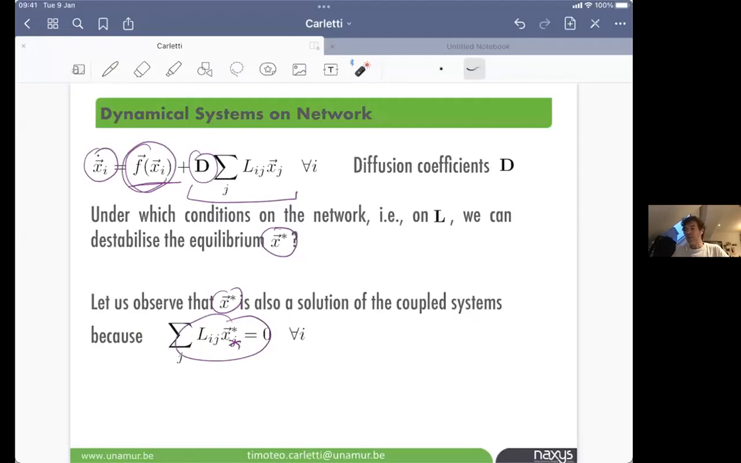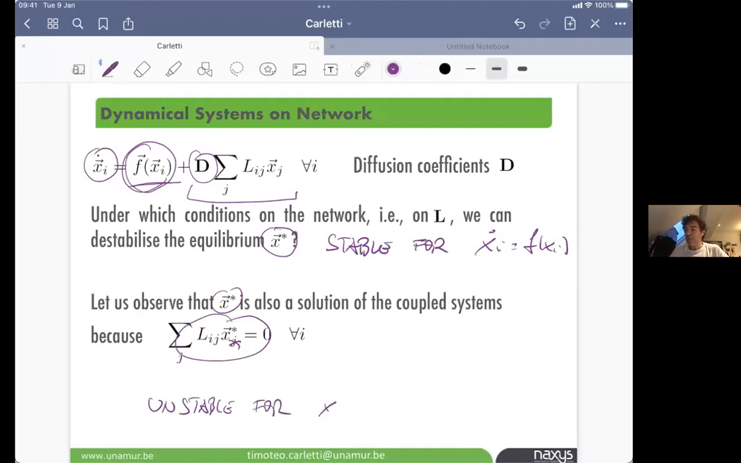And so the question is the following: assume that X star is stable for x dot i equal to f(x_i). So the isolated system converges to the same values. Can it become unstable for the coupled system, x dot i equal to f(x_i) plus D L x? So can you destabilize your system because of the connection that you put?